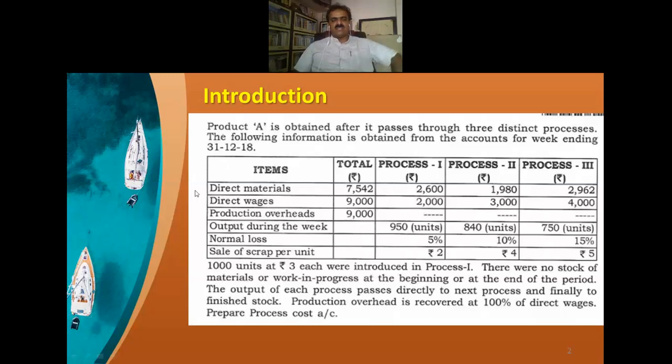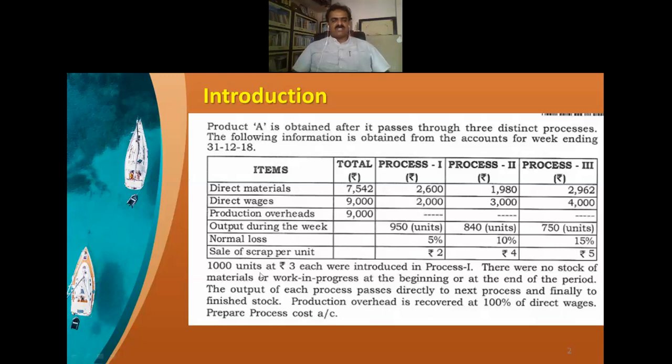The direct materials are given as 2600 for process 1, 1980, 2962, and totally 7542. Like that, wages are given, and production overhead is given. Production overheads are given as 9000 rupees, only the total, wherein the given information pertaining to production overhead is the adjustment that we'll study later. And the output, normal loss, and scale of scrap are given. Output is the number of units produced in each process, and normal loss is the loss treated as wastage in each process, which has a realizable or scrap value of 2 rupees, 4 rupees, 5 rupees per unit.